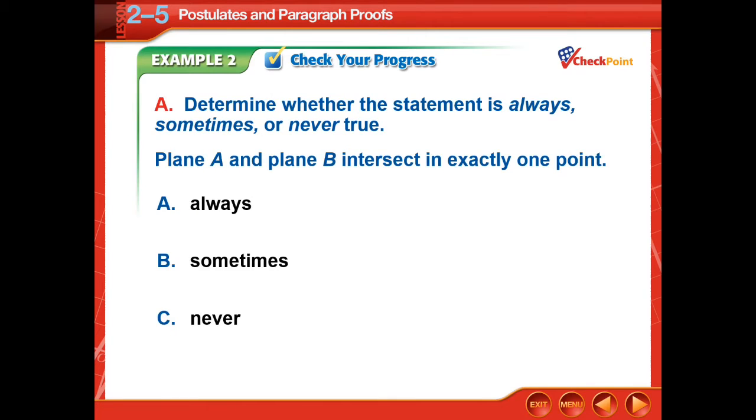Here's an example that uses some of the theorems and postulates that we just reviewed. Determine whether the statement is always, sometimes, or never true. Plane A and plane B intersect in exactly 1 point. So you would review the theorems and postulates that we just got, and we know that planes intersect in exactly 1 line, so this will never be true, because by definition, planes intersect in 1 line.